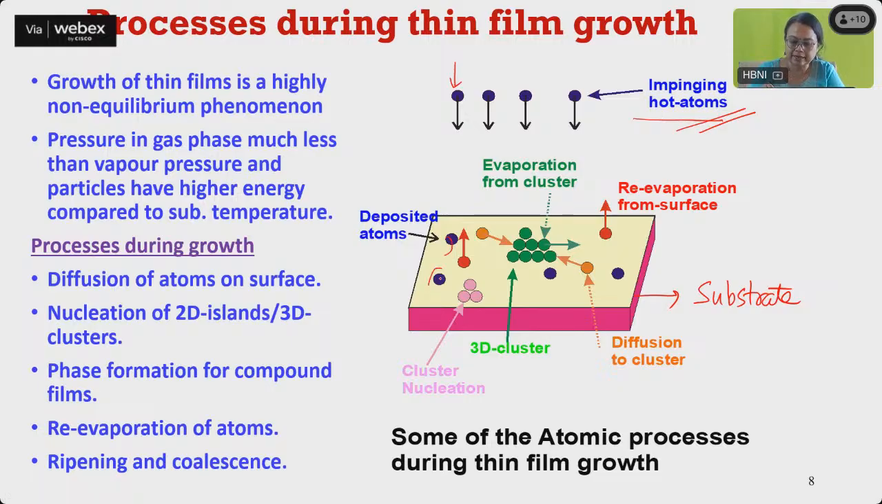So this is the deposited atom, this is deposited, this is deposited. But it does not happen that they come and sit at one place. Because we have learned that island growth or layer by layer growth can be there, they will be moving within the substrate, and there will be some cluster formation. So it can be a 2D cluster or a 3D cluster, and wherever there is an island formation, a 3D cluster is like an island formation.